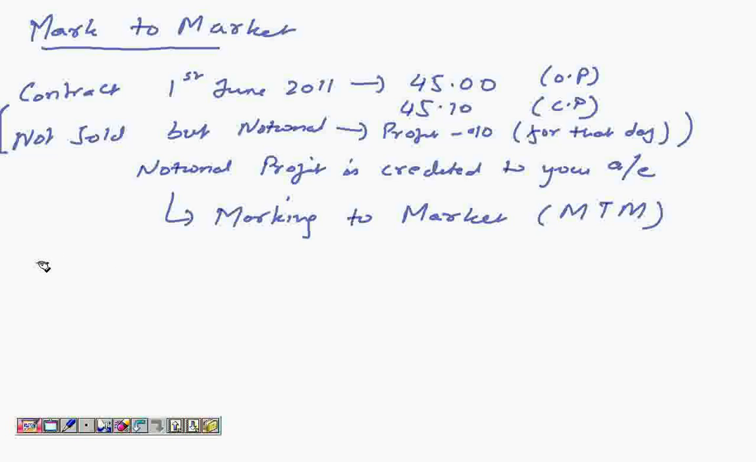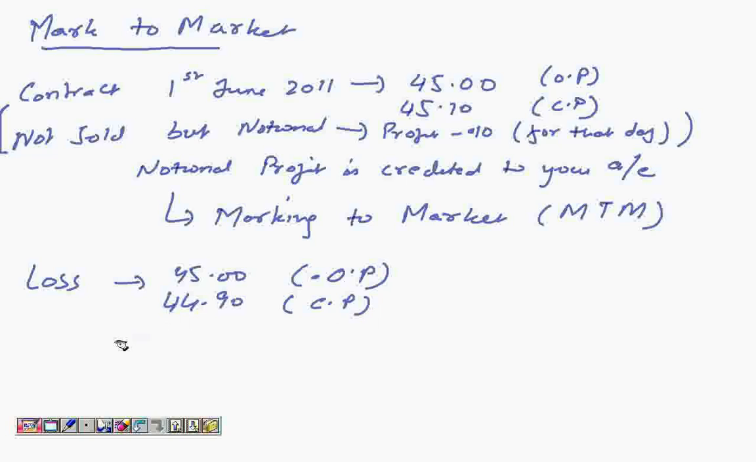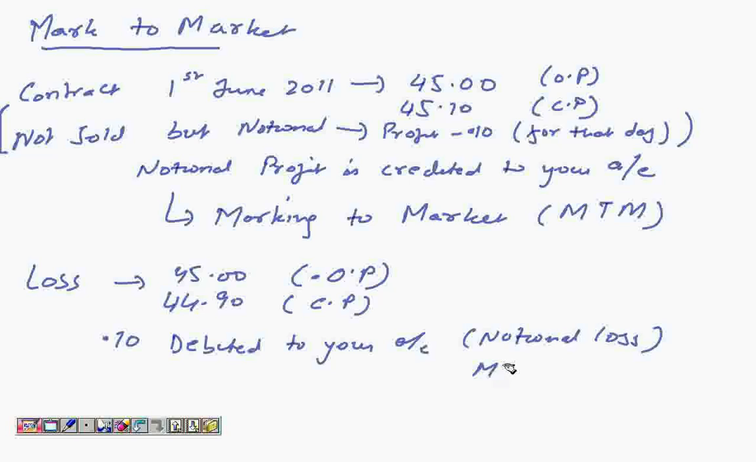Understood. The same goes if you are making a loss: your account will be debited. If the opening price is 45.00 and it becomes 44.90 as the closing price, then 0.10 would be debited to your account, which is again a notional loss. This is also MTM, or marking to market.